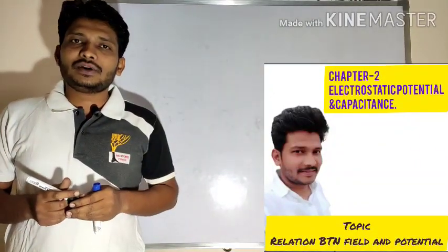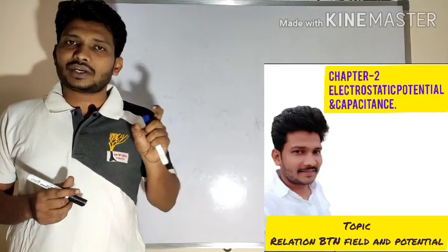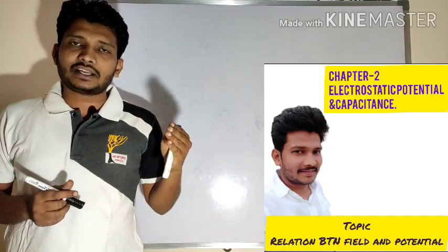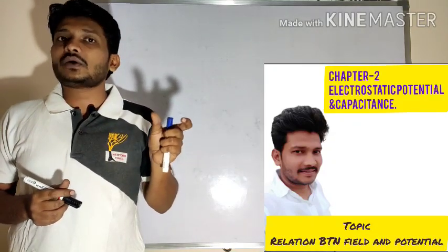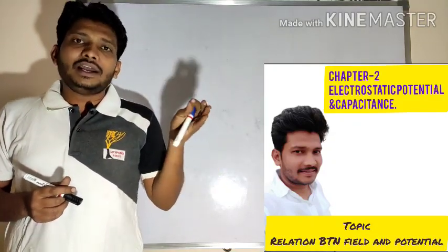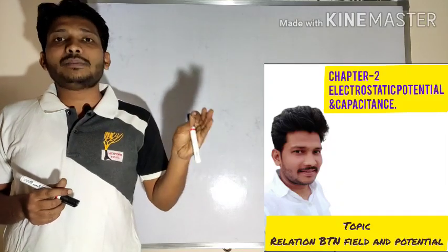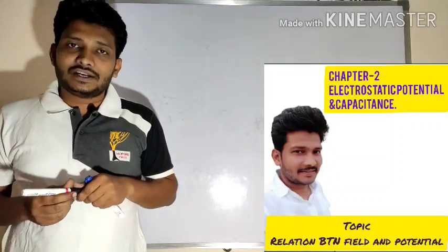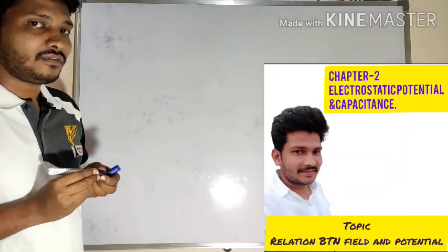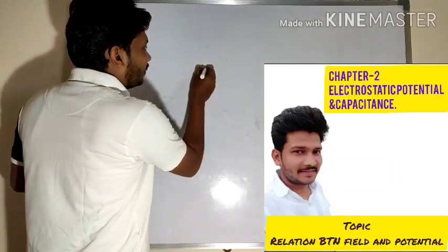So in the previous session we were discussing electrostatic potential. In that discussion, we came to know some basic aspects related to potential. So what is electrostatic potential? It is the amount of work done to bring a unit positive charge from infinite distance to a finite distance. So in order to bring it from infinite distance to a finite distance, we got that equation.